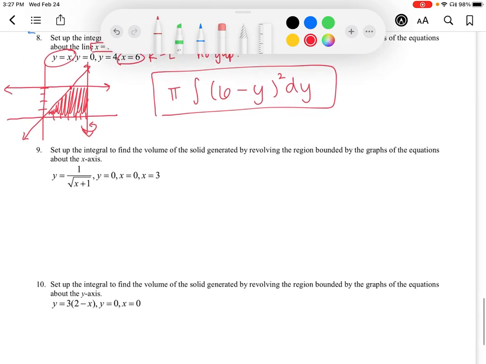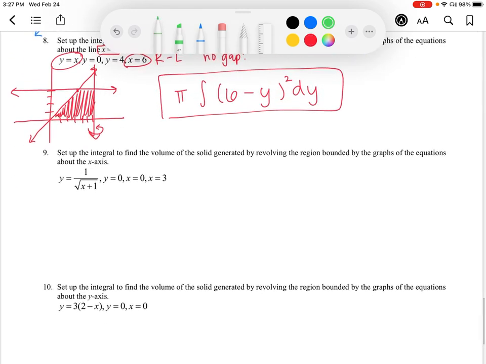All right, number 9. So set up the integral to find the volume generated by revolving the region around the x-axis. So let's draw our graph. I've got 1 over the square root of x plus 1. I don't know exactly what that's going to look like, but it's going to kind of come down like this. If I've got 0, so 1 over the square root of 0 plus 1 is equal to 1 over the square root of 1, which is just 1 over 1, which equals 1.